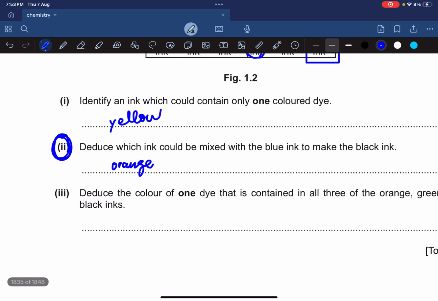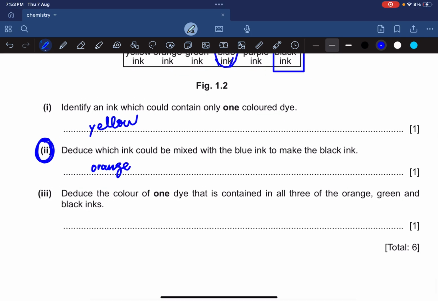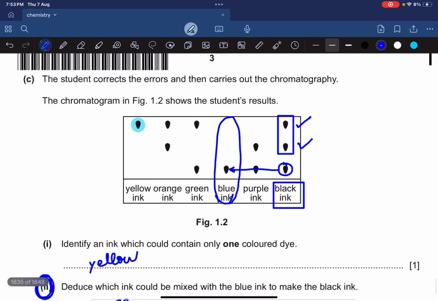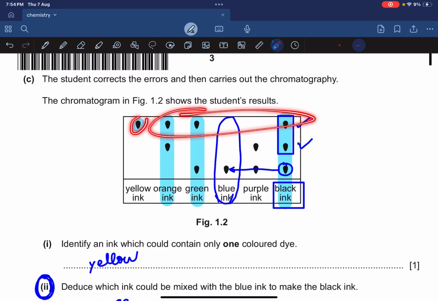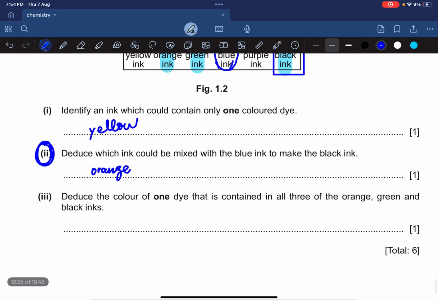Reduce the color of one dye that is contained in all 3 of the orange, green and black inks. All 3 of, we have to check, orange, green and black. What's common in all of them? This middle one is not present in green, and the lower one is not present in orange. So this upper one is present in all, and this upper one is yellow ink. How do I know? Because look, yellow ink only contains this thing. So this one is yellow ink. So you have to write it's a yellow ink.